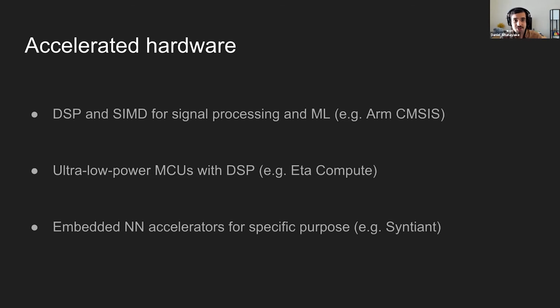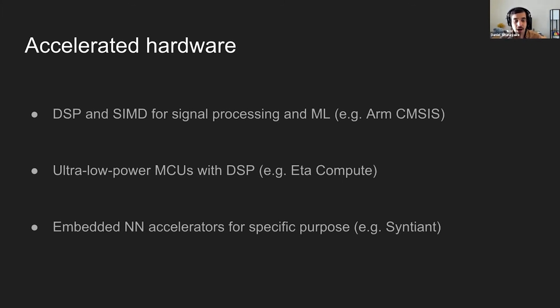We also have accelerated hardware to some degree. So there's a lot of silicon that has digital signal processing, or at least SIMD capabilities, which can help out a lot with signal processing and ML workloads. An example of that would be ARM CMSIS libraries, which make use of the ARM hardware in the best possible way for running DSP and NN tasks.